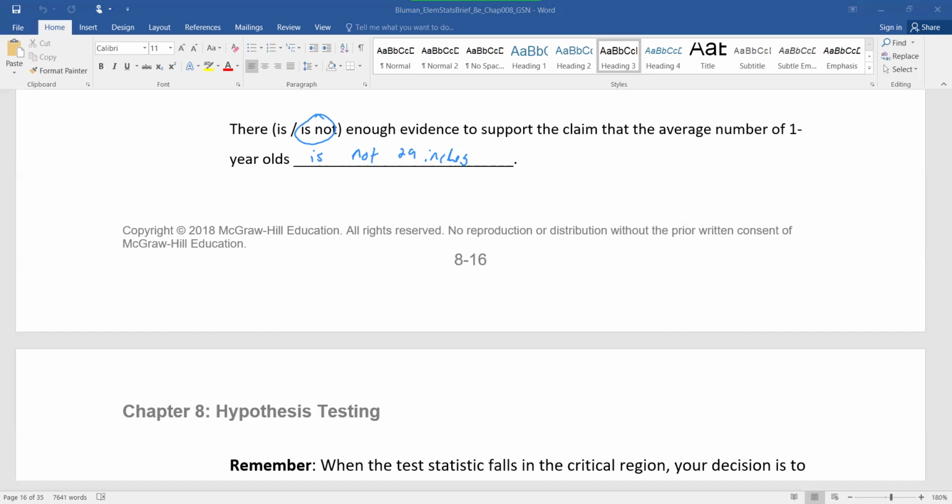You good with this? On the homework, is it just fill in the blank, or do you have to write it out? I might do that too. If you're writing out a whole paragraph, less I have to grade.